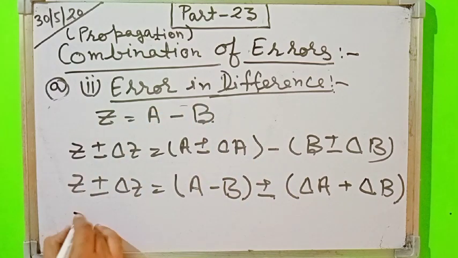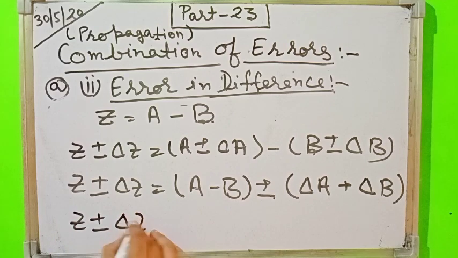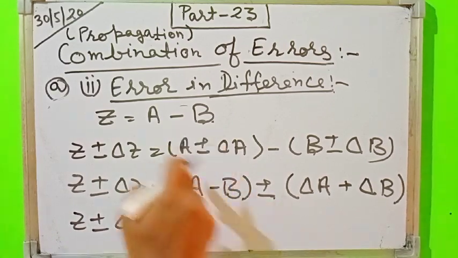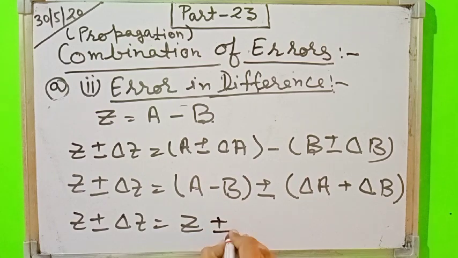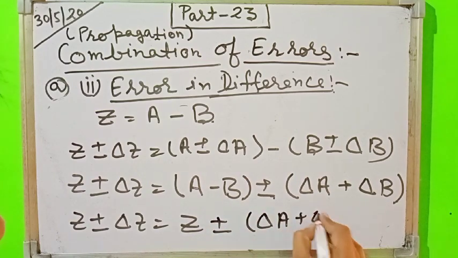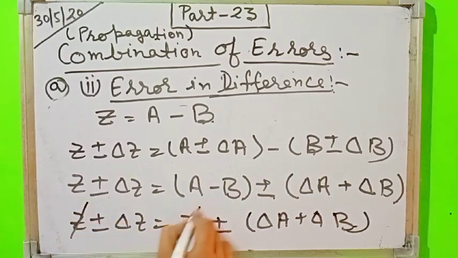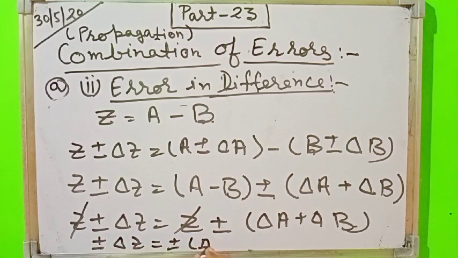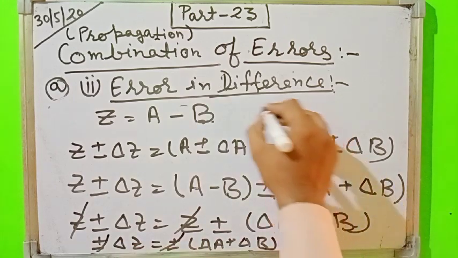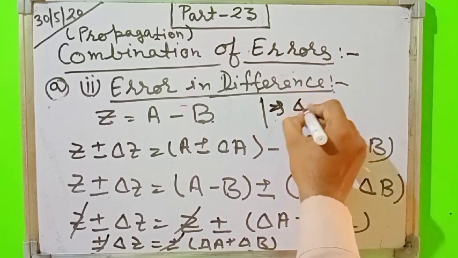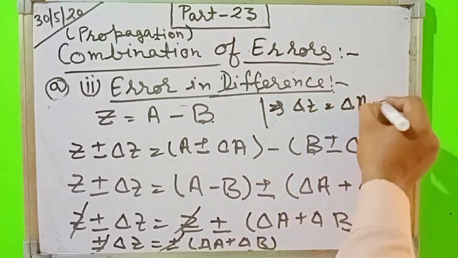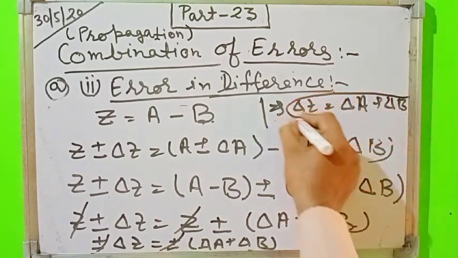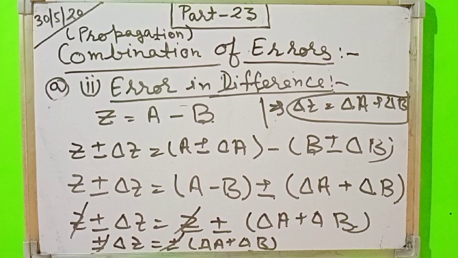Now we had supposed Z as A minus B, so at the place of A minus B we can write it as Z plus minus delta A plus delta B. Now it will be cancelled out and we can write it as delta Z plus minus delta A plus delta B. It gets cancelled out and we will write the result delta Z is equal to delta A plus delta B.